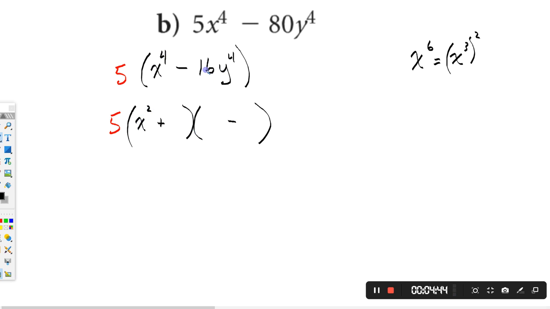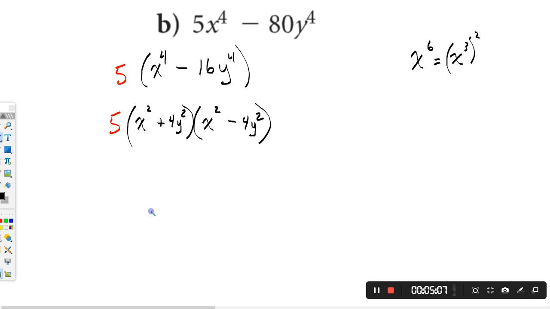The square root of the second term is going to be, well, the square root of 16 is 4, and the square root of y exponent 4 is going to be y squared. So I have the same thing in the other set of brackets, except it's just the negative version of that. So that there is pretty well factored.